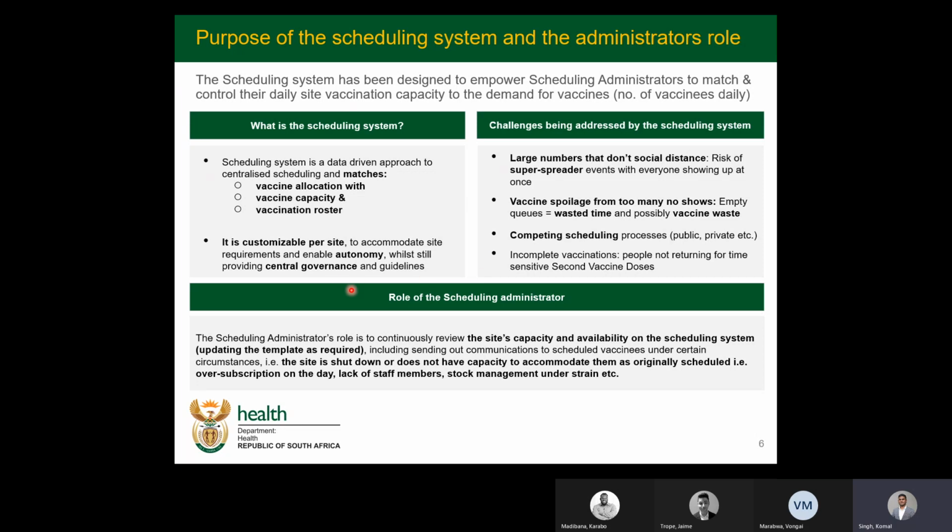So what is your role as a scheduling administrator? A scheduling administrator's role is to continuously review the site's capacity and availability on the scheduling system, as well as update the template as required. This includes sending out communications to scheduled vaccinees under certain circumstances. For example, if the site is shut down or does not have capacity to accommodate them as originally scheduled, for example, lack of staff members or lack of vaccinators, as well as when stock management is under strain at the particular facility. So a scheduling administrator will have the ability to send out the communications.